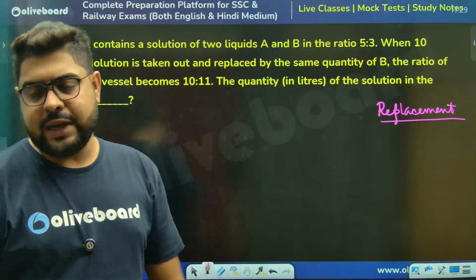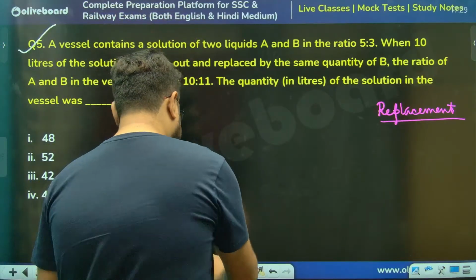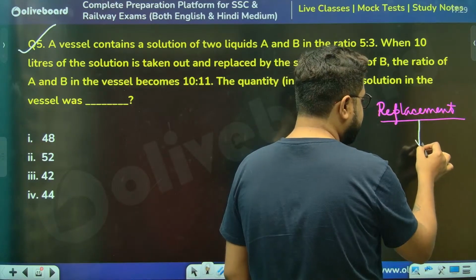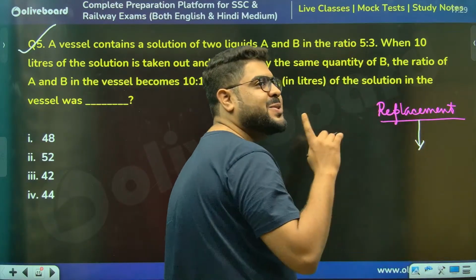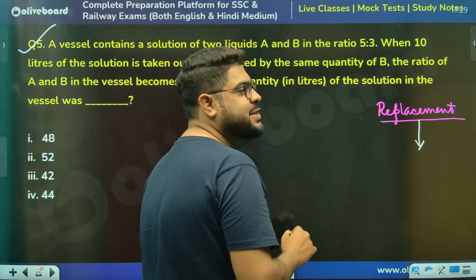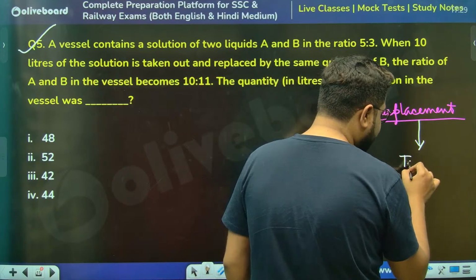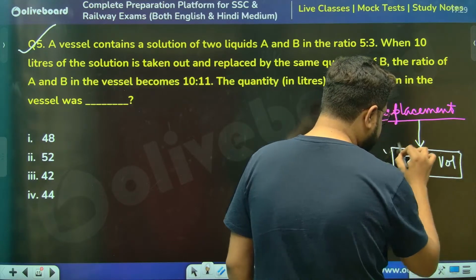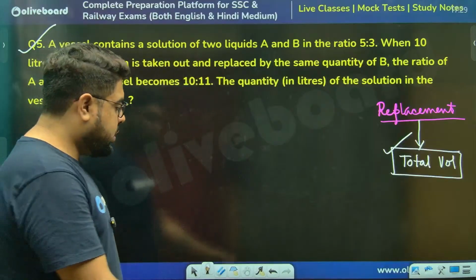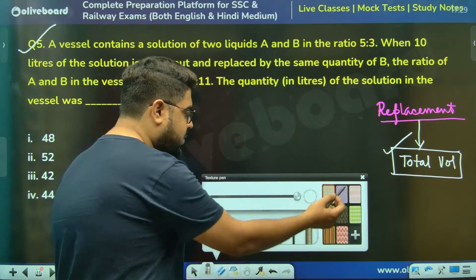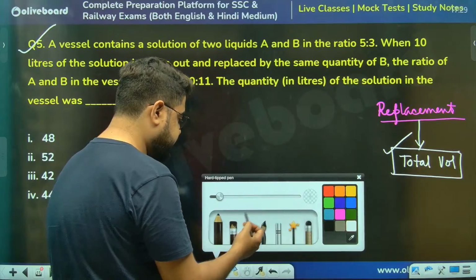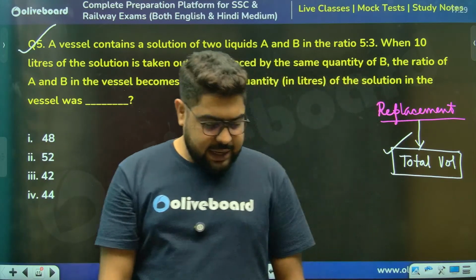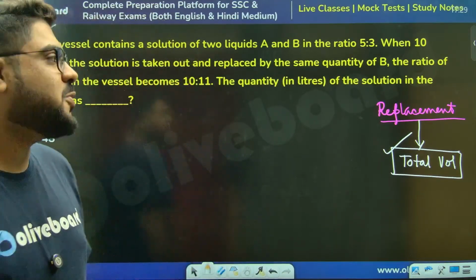Now replacement: whenever the things are getting replaced with the same volume, which is the case most of the time, always remember one thing remains constant. That is total volume, sir. Total volume will always remain constant. Let's see, Arkamita. I do not know the answer, honestly.